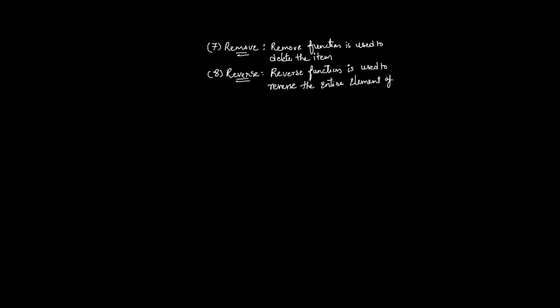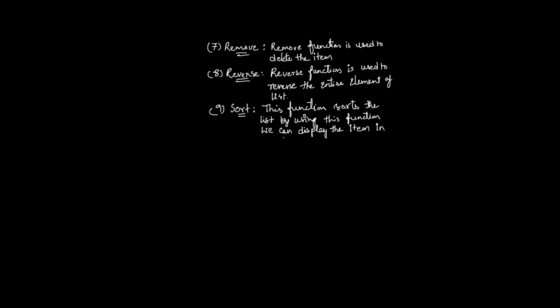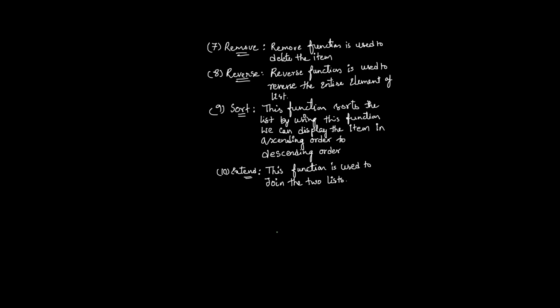Next, remove. The remove function is used to delete the item. Reverse. The reverse function is used to reverse the entire elements of the list. Sort. This function sorts the list. We can display the items in ascending order or descending order. Extend. This function is used to join two lists. We will see the deep explanation in programs.